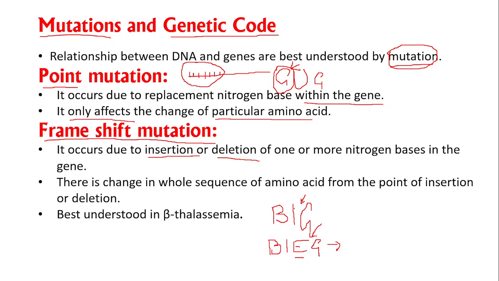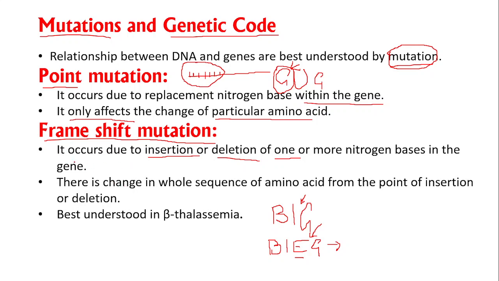By means of deletion of a particular nitrogenous base, if you consider I as a nitrogenous base and you delete that, then the G can be shifted back to the left side. So this shifting of the nitrogenous bases will occur by means of insertion of another nitrogenous base or deletion of one nitrogenous base. Insertion or deletion of one or more nitrogenous bases will lead to shifting of the frame. So that is called frame shift mutation. What is frame shift mutation?